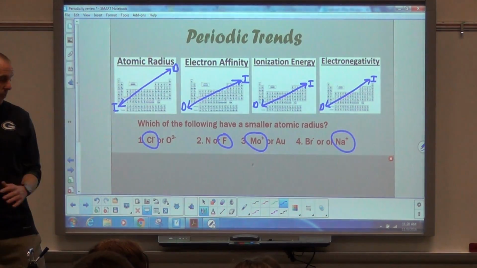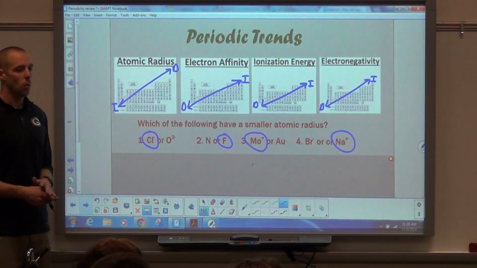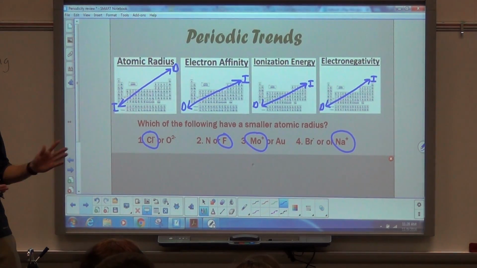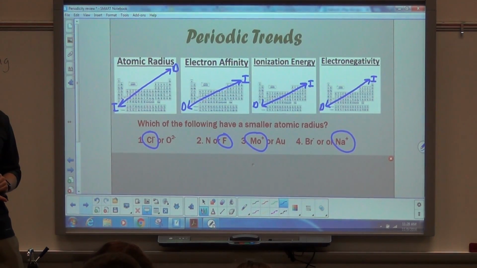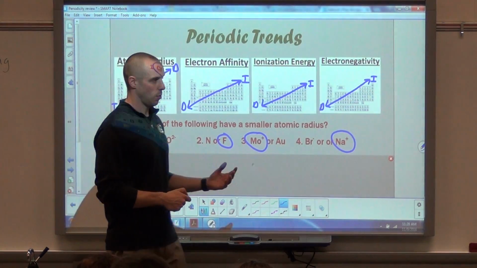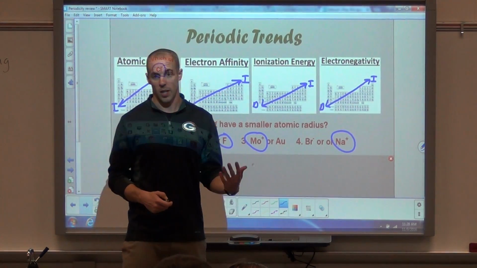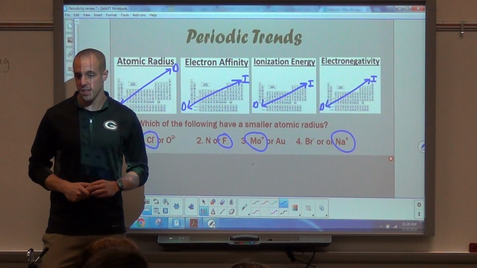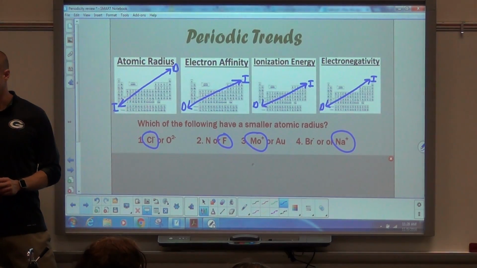What's the only time that I need to look at the periodic table for atomic radius? When I have charges. When what? When they're equal. Yeah, when they're equal. So if I gave you 2 negatives or 2 pluses or 2 that were 2 plus, you need to look at the periodic table then. But otherwise, you don't need to consult the periodic table at all.